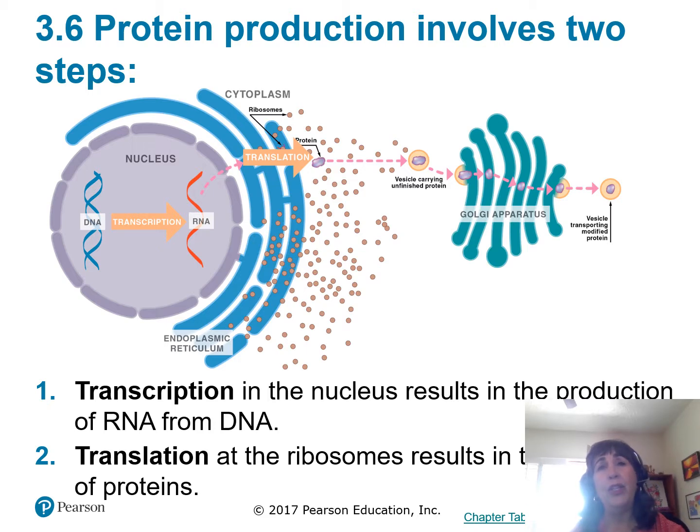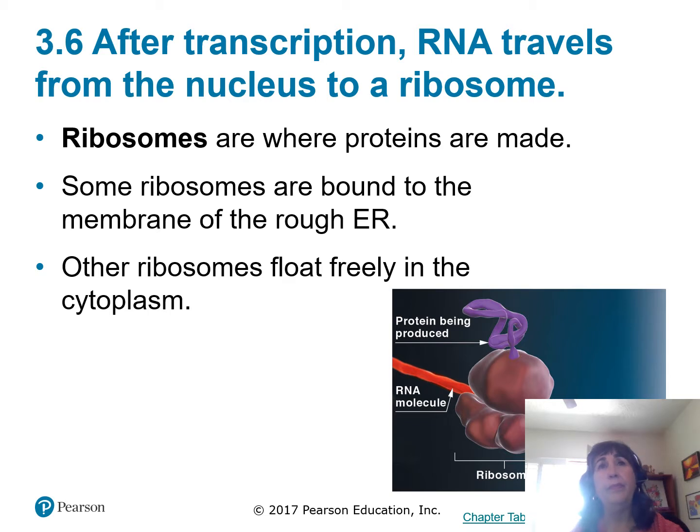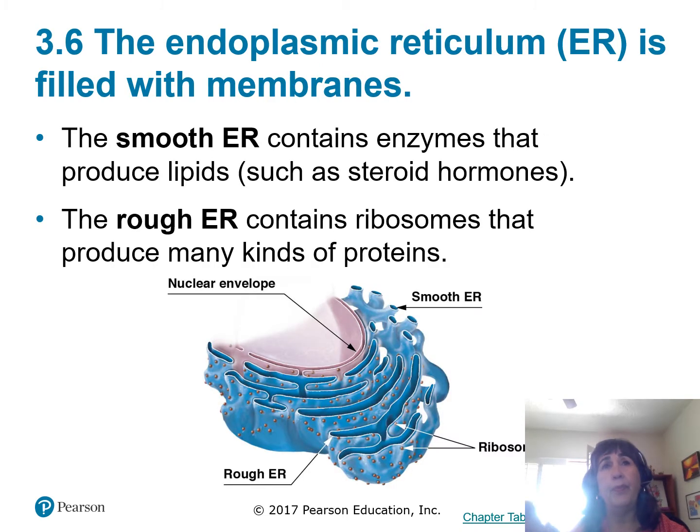So translation occurs at the ribosomes. After transcription, RNA travels from the nucleus to a ribosome. Ribosomes are where proteins are made, and some ribosomes are bound to the membrane of the endoplasmic reticulum, or ER, and other ribosomes are free. So they're floating freely in the cytoplasm, and then they'll become attached to the endoplasmic reticulum.